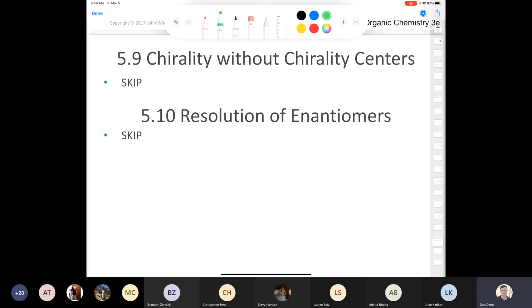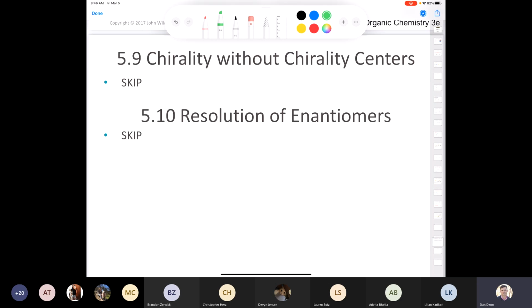Sections 5.9 and 5.10. So 5.9 deals with chiral molecules that don't have chirality centers, something called atropisomers. If you want to take the time to read that, it'll take you, depending, you guys can probably all read faster than me. Takes me probably 7 minutes, so it'll take you 3.5, right?